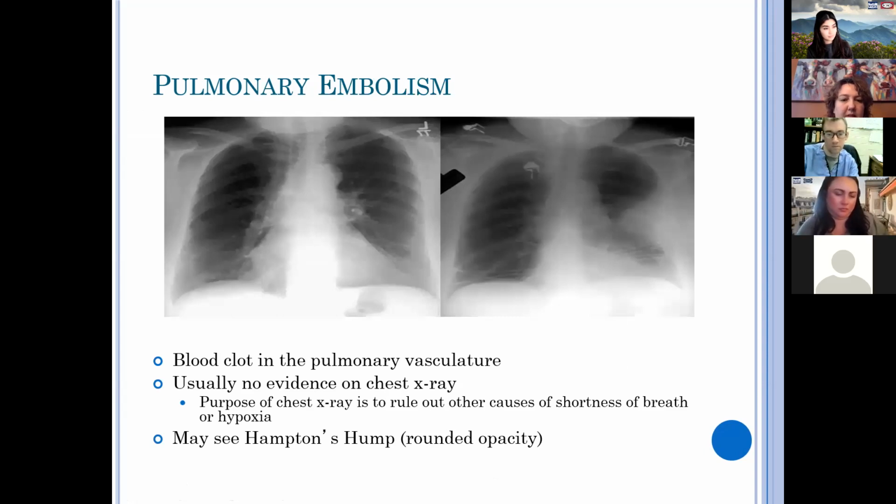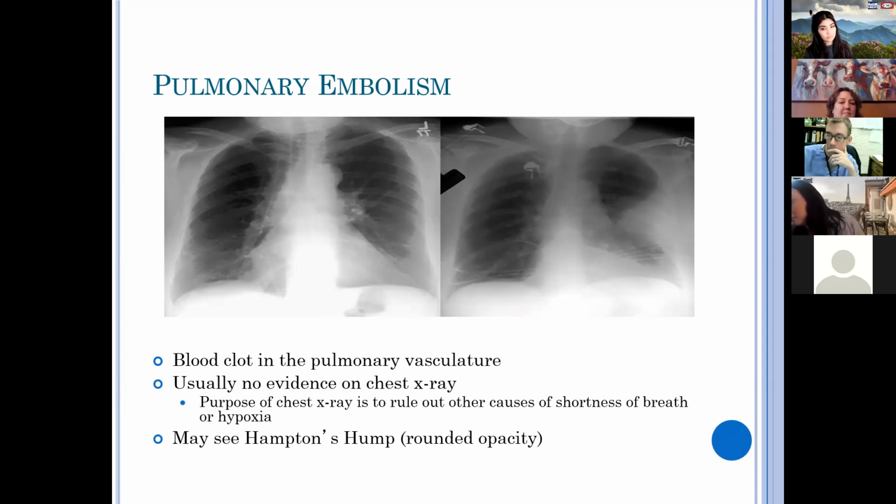For pulmonary embolism, this is usually very difficult to spot on a chest X-ray. The standard to diagnose a pulmonary embolism is a CT scan. What you're looking for when you get an X-ray for a patient that you suspect has a pulmonary embolism is to rule out any other cause of shortness of breath or hypoxia. Do they have a lung collapse? Do they have a major pneumonia? In the absence of any abnormalities on chest X-ray, that would be the time to consider, could this be a pulmonary embolism? Let's send the patient for a CT scan.